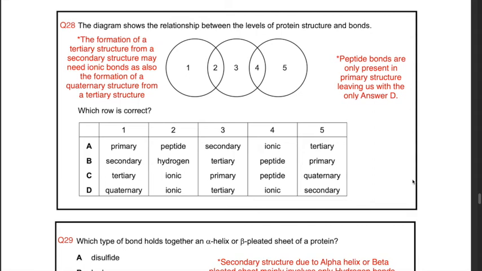The formation of a tertiary structure from a secondary structure may need ionic bonds, as also the formation of a quaternary structure from a tertiary structure. Therefore, D is a correct choice.